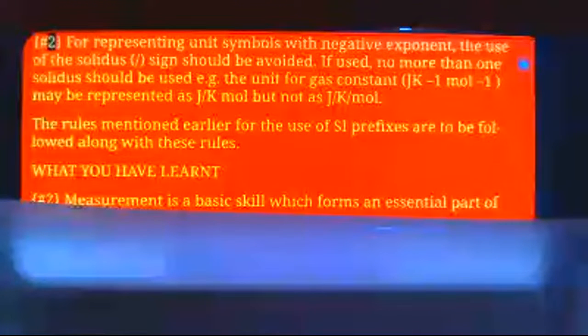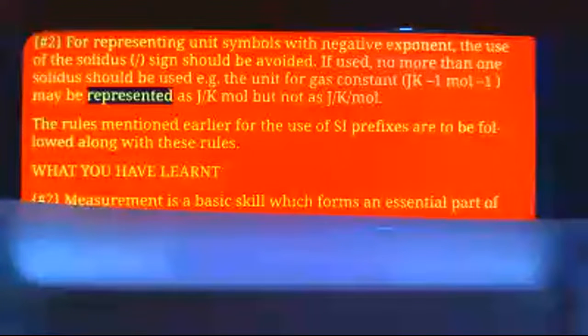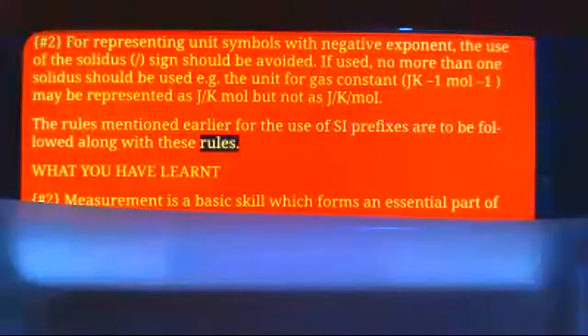Number 9. For representing unit symbols with negative exponent, the use of the solidus sign should be avoided. If used, no more than one solidus should be used, e.g. the unit for gas constant, J K^-1 mol^-1, may be represented as J/K mol but not as J/K/mol. The rules mentioned earlier for the use of SI prefixes are to be followed along with these rules.